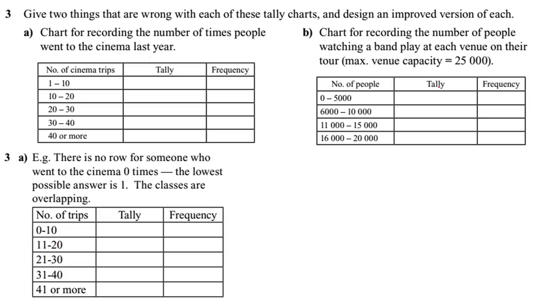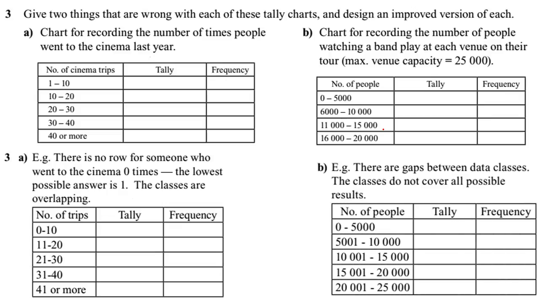Okay. Right. So for part B, I'm just going to display the answer quickly for you. Then you can see what needs to be corrected on that. Okay. So again, if you look at this, the maximum venue capacity is 25,000, but this person is only going up to 20,000. So what if the capacity was 22,000 or 21,000? There is no tally for that. So therefore, you needed to have added that there.